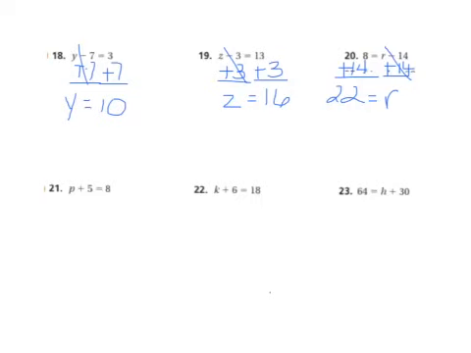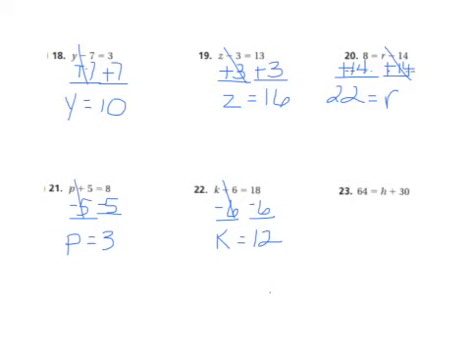Let's move on to 21, 22, and 23. I want to get p by itself, so I'm going to do the opposite of plus 5, which is minus 5. Plus 5 minus 5 cancels each other out, and I'm left with p. 8 minus 5 is 3, so p equals 3. K plus 6 equals 18. I want to get k by itself, so I'm going to subtract 6. I do the opposite operation. I've got k by itself. I'll subtract 18 minus 6, which is 12.